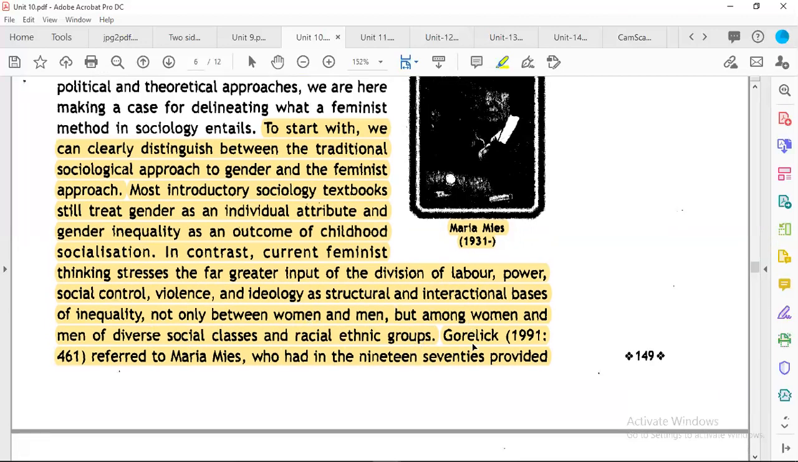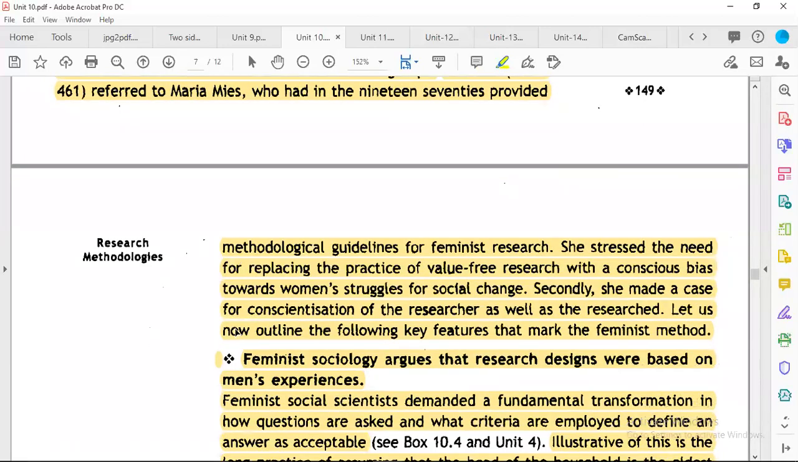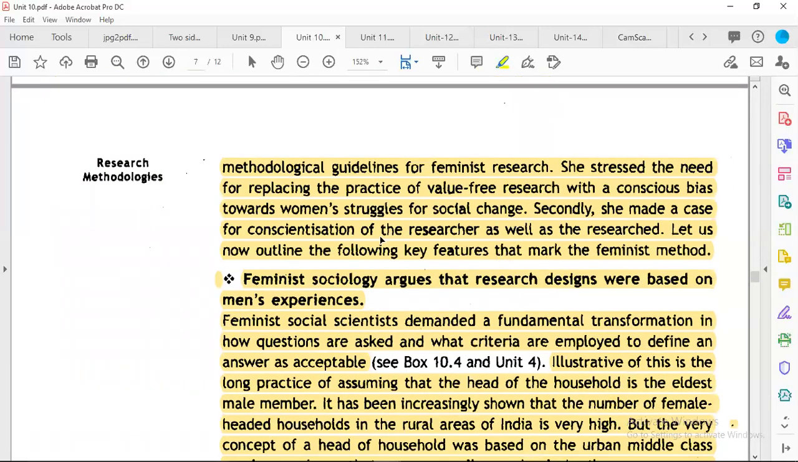Maria Mies is a famous feminist. According to Maria Mies, she stressed the need for replacing the practice of value-free research with a conscious bias towards women's struggles for social change. Secondly, she made a case for conscientization of the researcher as well as the research. Conscientization, with an S or Z, we may use either.